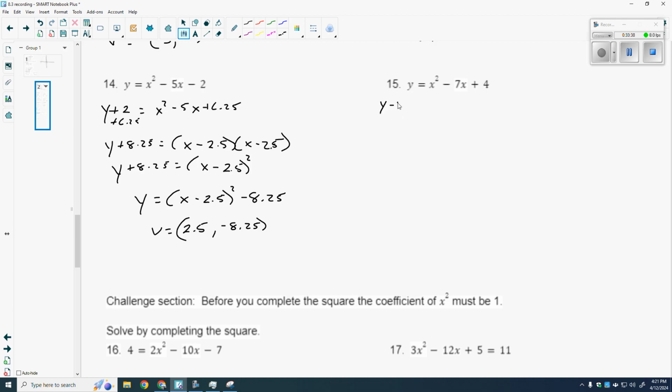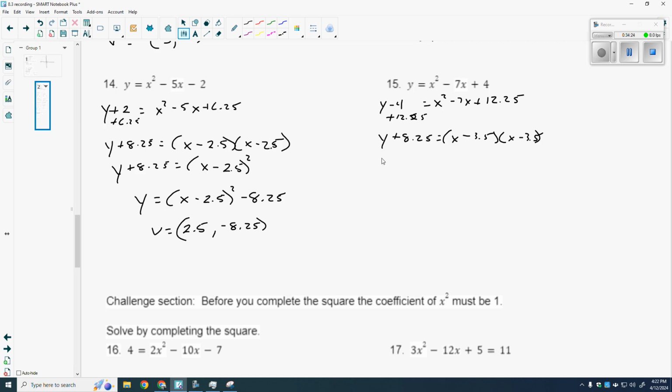All right, last one, subtract the 4. Add 3.5, right? 7 divided by 2 is 3.5. And 3.5 squared is 12.25, which means I have to add 12.25 over here also. This becomes a positive 8.25. This becomes x and x. Factor, or this divided by 2 is 3.5.